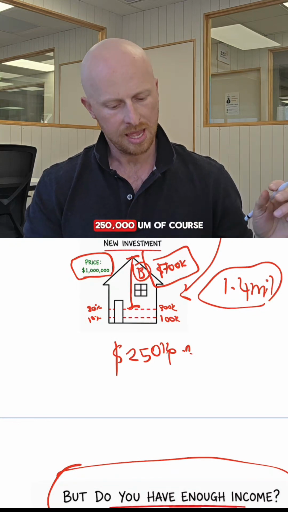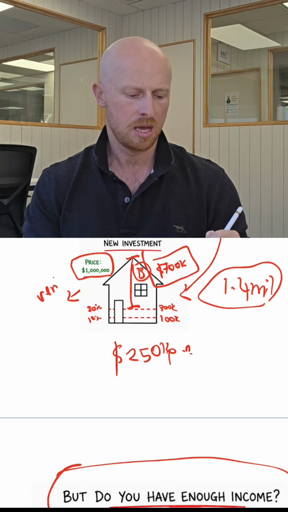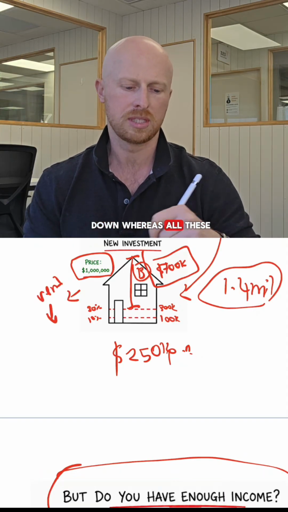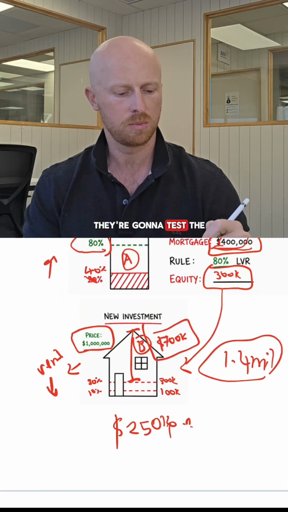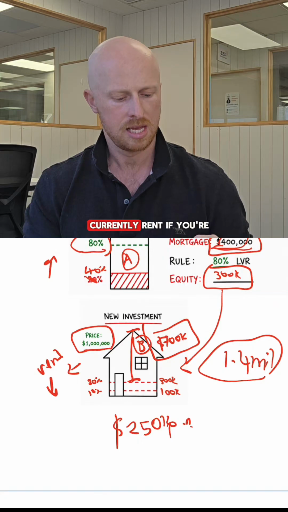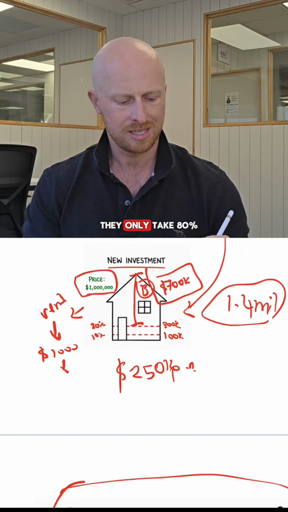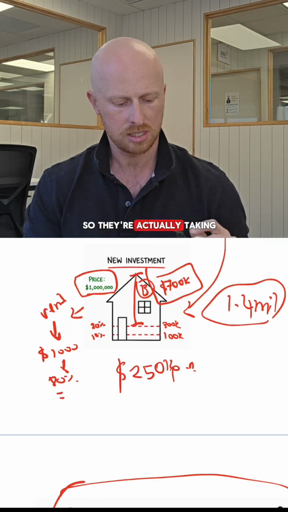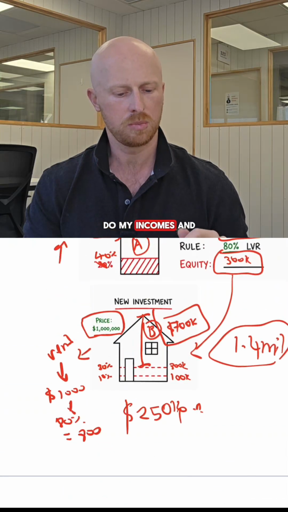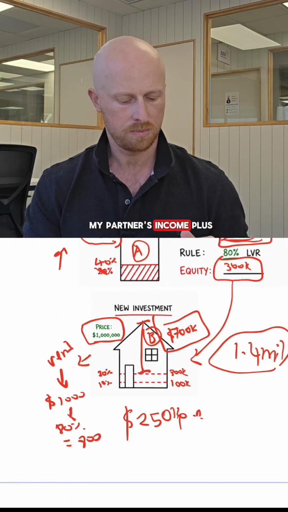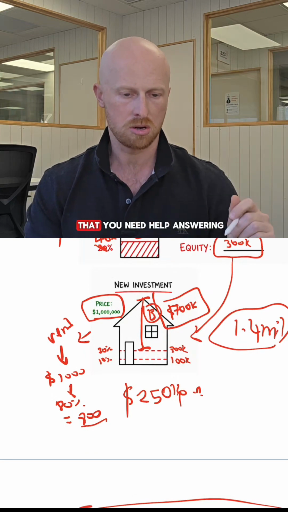250,000. Of course, you're going to be getting rent from this, but rent is scaled down, whereas all these other numbers, the debt, is scaled up, because on the bank side, they're going to test a mortgage at 7% currently. Rent, if you're getting $1,000, they only take 80% of that. So they're actually taking 800. So you're thinking, do my income and my partner's income plus our hypothetical rent, is it going to service all of this? And that's the question that you need help answering.